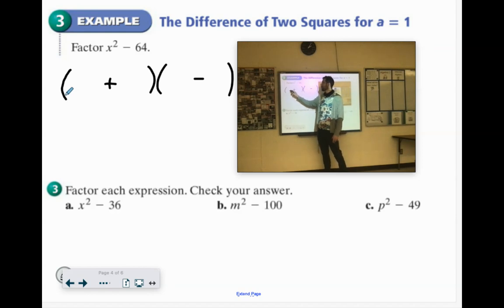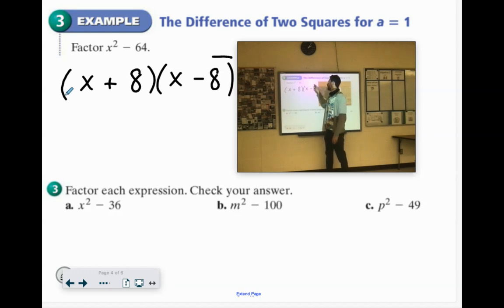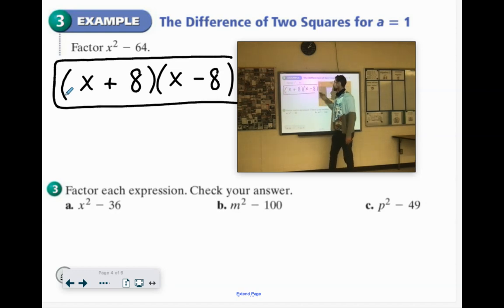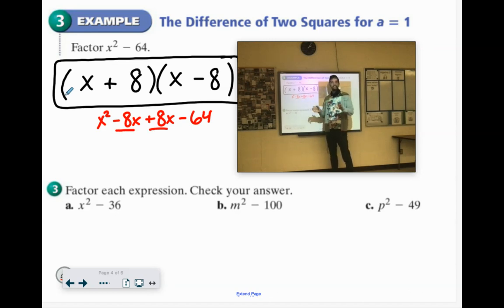The square root of x squared is x. The square root of 64 is 8. Believe it or not, that is your answer. Now, if you were to FOIL this out, we'd have x squared minus 8x plus 8x minus 64. And these minus 8x plus 8x, they would cancel out. So we would just have x squared minus 64. So that's how it all works out.